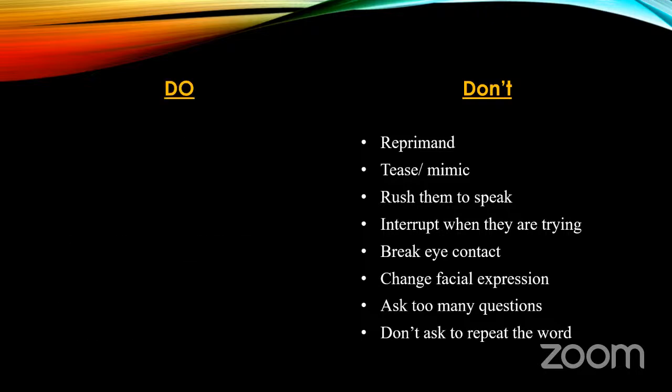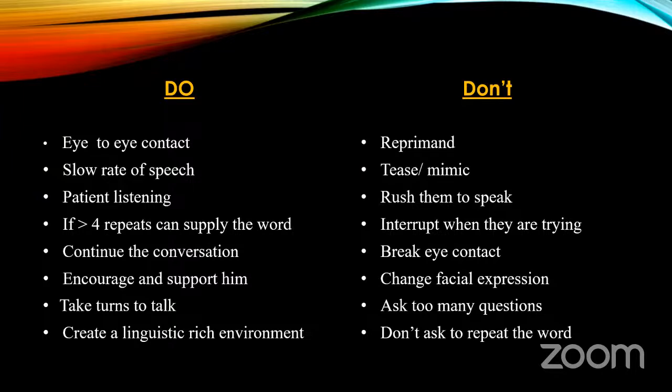What do we need to do? We need to maintain eye contact when the child is talking. You need to speak slowly yourself and patiently listen. What I usually say, if there are more than 4 repeats, supply the word. So if the child is saying b, b, b, more than 4 repeats, say, okay, ball, and continue the conversation. Do not ask to repeat the word. Take turns in talking and encourage and support him. So these are some of the do's and don'ts which I tell them in the clinic.